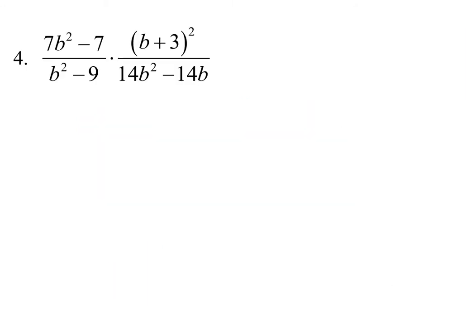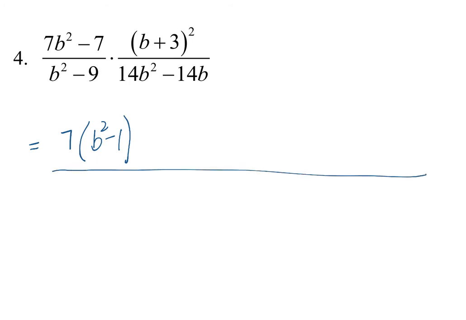Okay, with this one, the 7b squared minus 7, I can factor out a 7, and then I would be left with b squared minus 1. But now b squared minus 1 isn't fully factored. That's a difference of squares. That's really b plus 1 times b minus 1.